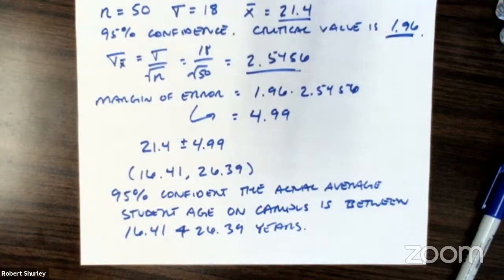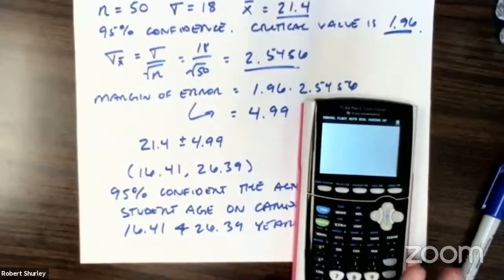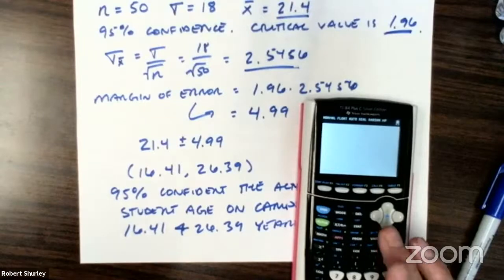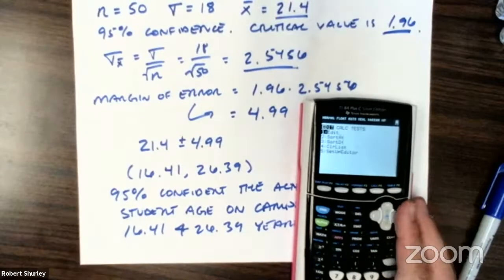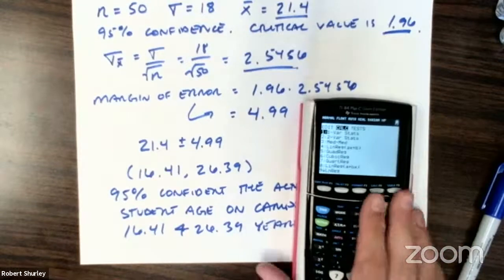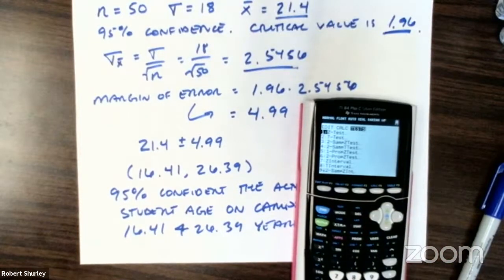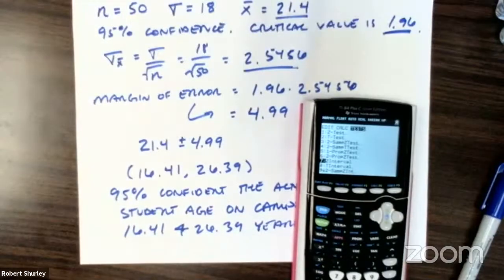Okay, Lori, are you ready? So you got to remember what buttons to press. You got to go to stat, and then tests. Are you on that test list? If you go down, you'll see Z interval. The reason it's a Z interval is because we know the population standard deviation, so we're using a Z distribution.